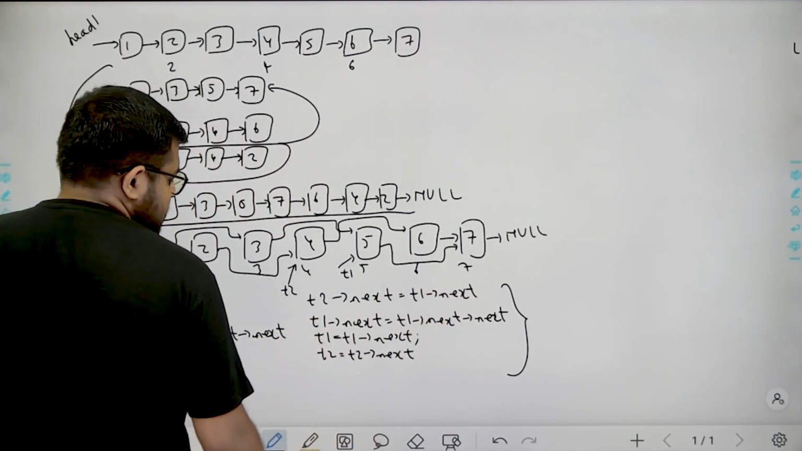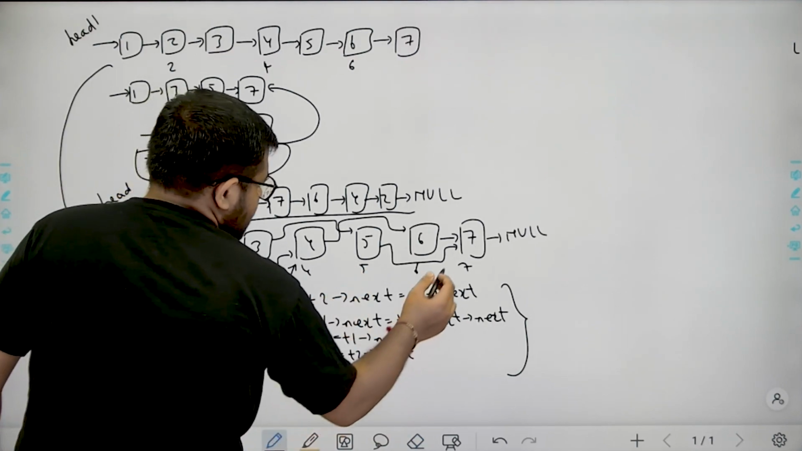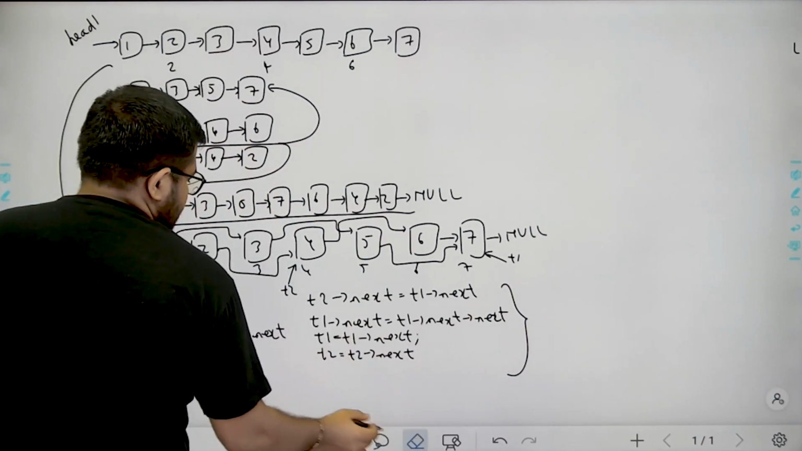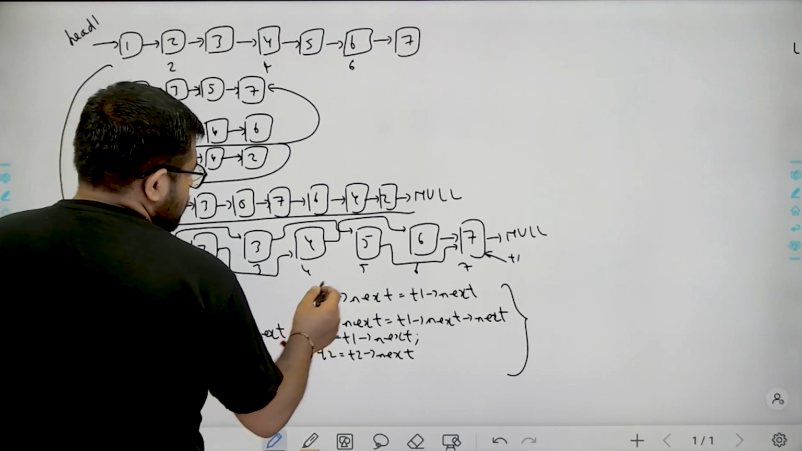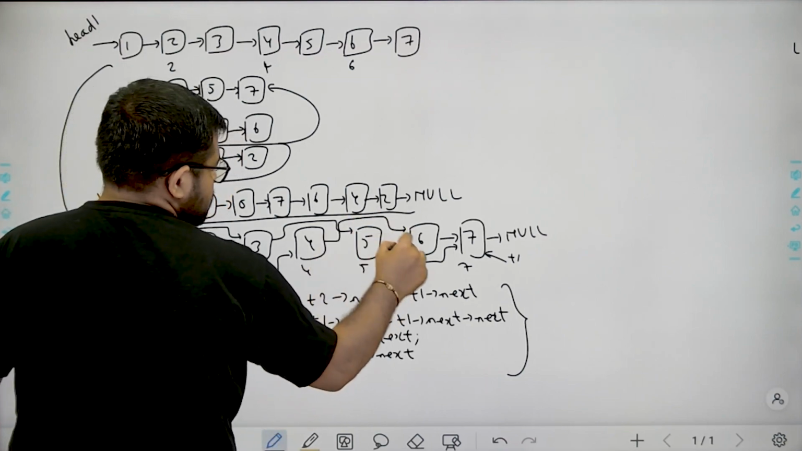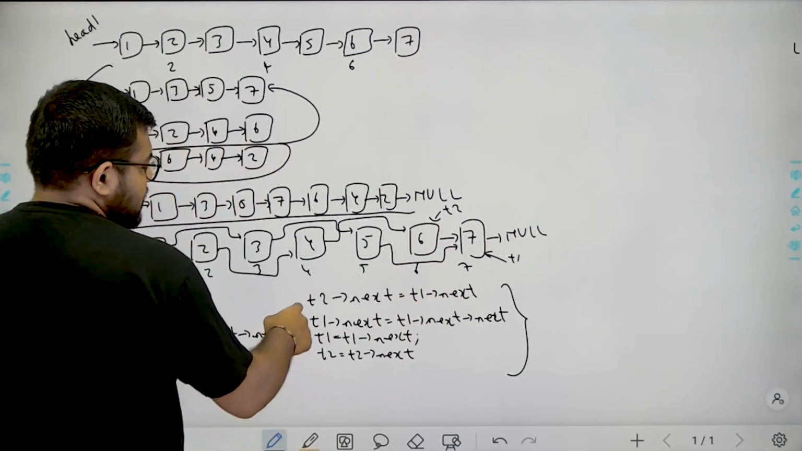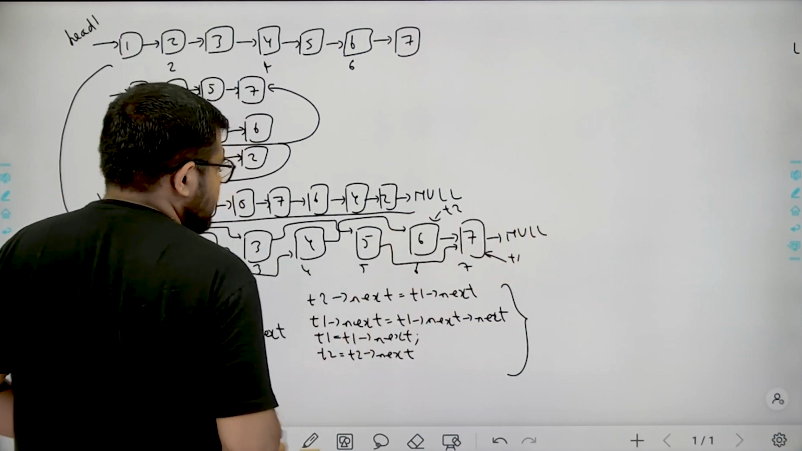Now t1 is equals to t1 next, so t1 will go to the next pointer, so t1 will now be pointing here. Okay, and t2 is equals to t2 next, so t2, which was initially pointing here, will now point to this. This was t2, this was t2 next, so it will point to this, right? Now again t2 next is equal to t1 next, but t1 next is empty, right? So we will not do anything.